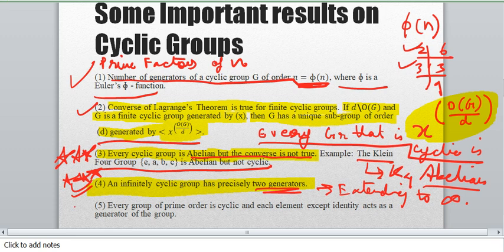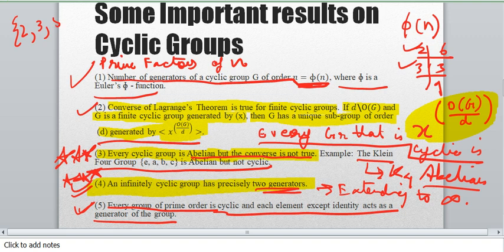Okay, moving on to our next one. Every group of prime order, meaning prime numbers, is cyclic, and each element except the identity acts as a generator of the group. So what does it mean? Every group of prime order. Prime numbers, what are they? 2, 3, then 5, 7, then 8 no, 9 no, 10 no, 11, right? So all these can generate, right? They can generate these values.